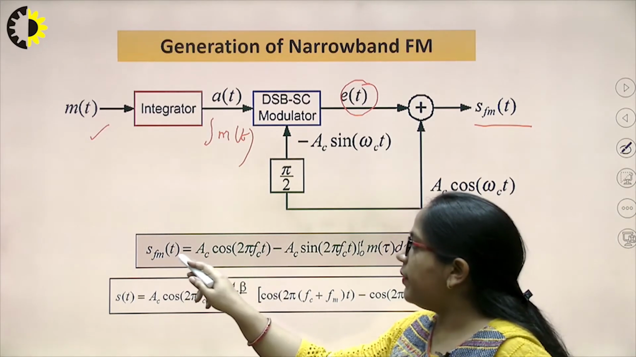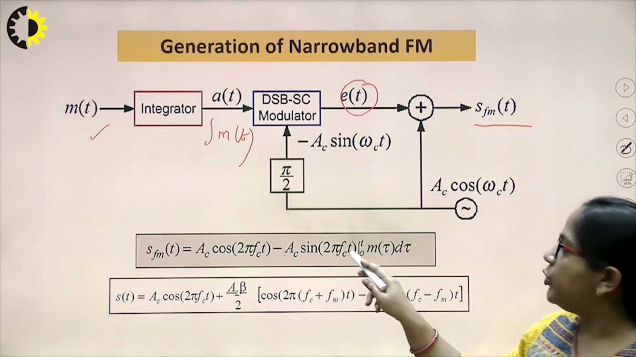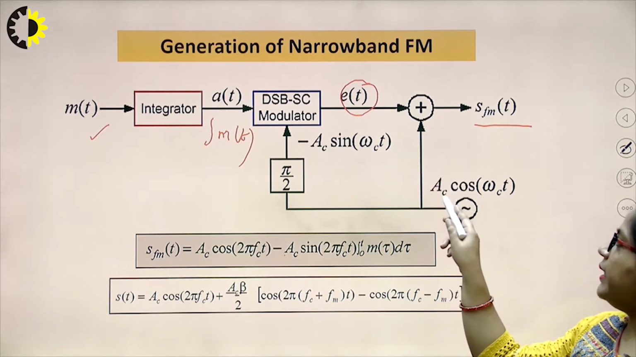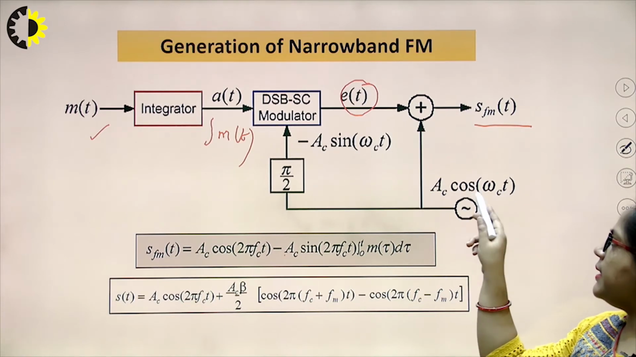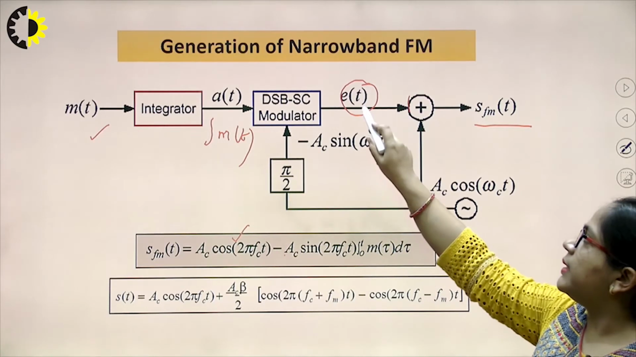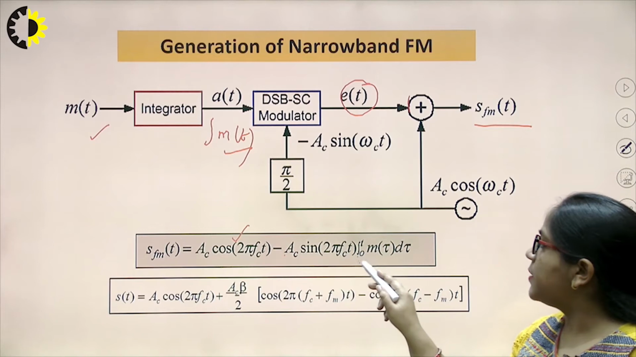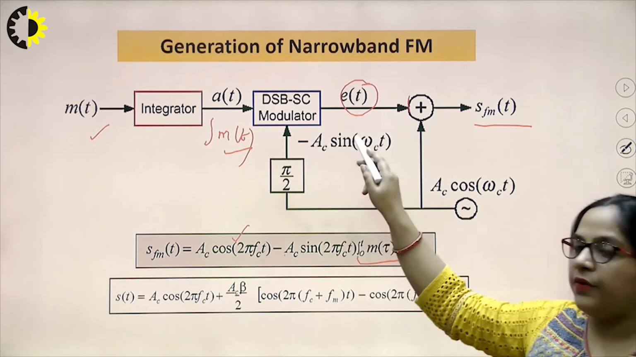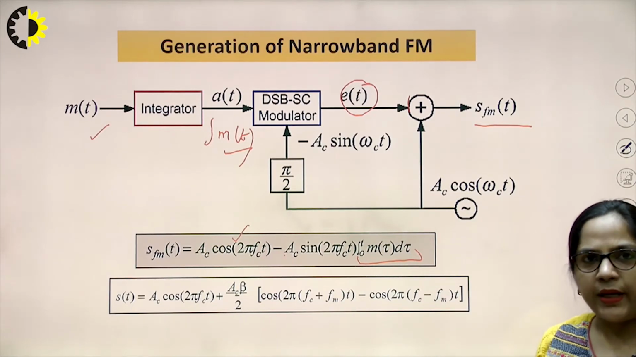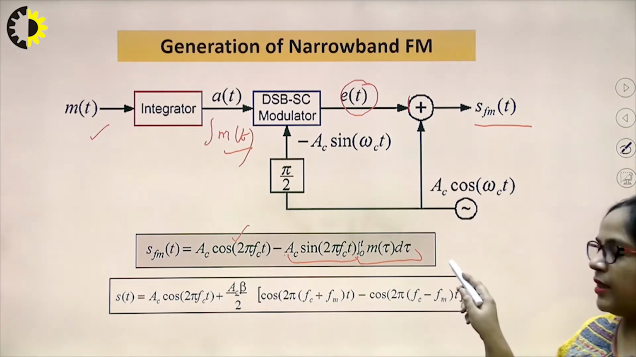Here s_FM(t) equals Ac cos 2 pi fc t minus Ac sin 2 pi fc t times the integral of m(t) dt. At this point we have Ac cos omega c t, that is Ac cos 2 pi fc t, as mentioned here. The other input to this adder is the product of the integrated version of the message signal, which is this portion, and the 90-degree phase shifted version of the carrier signal, that is minus Ac sin omega c t or sin 2 pi fc t, which is this one. So the output of this adder will be this equation.